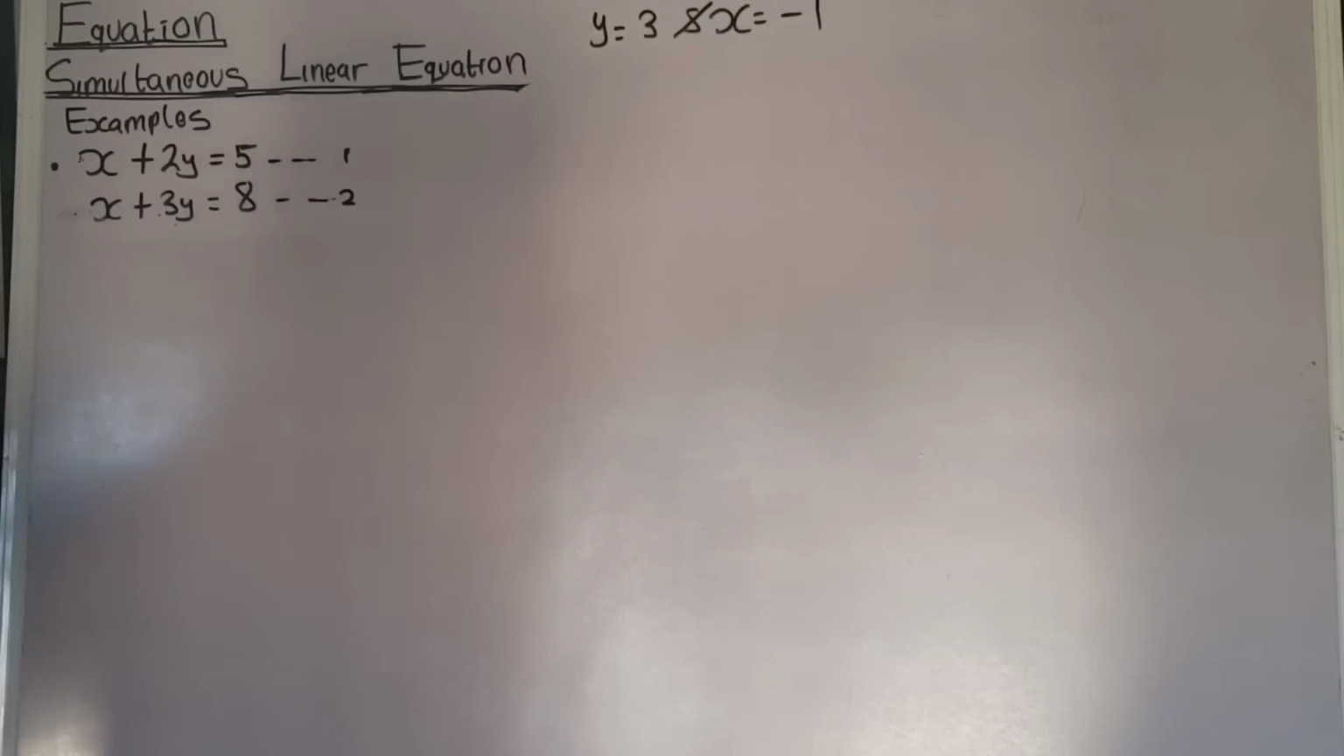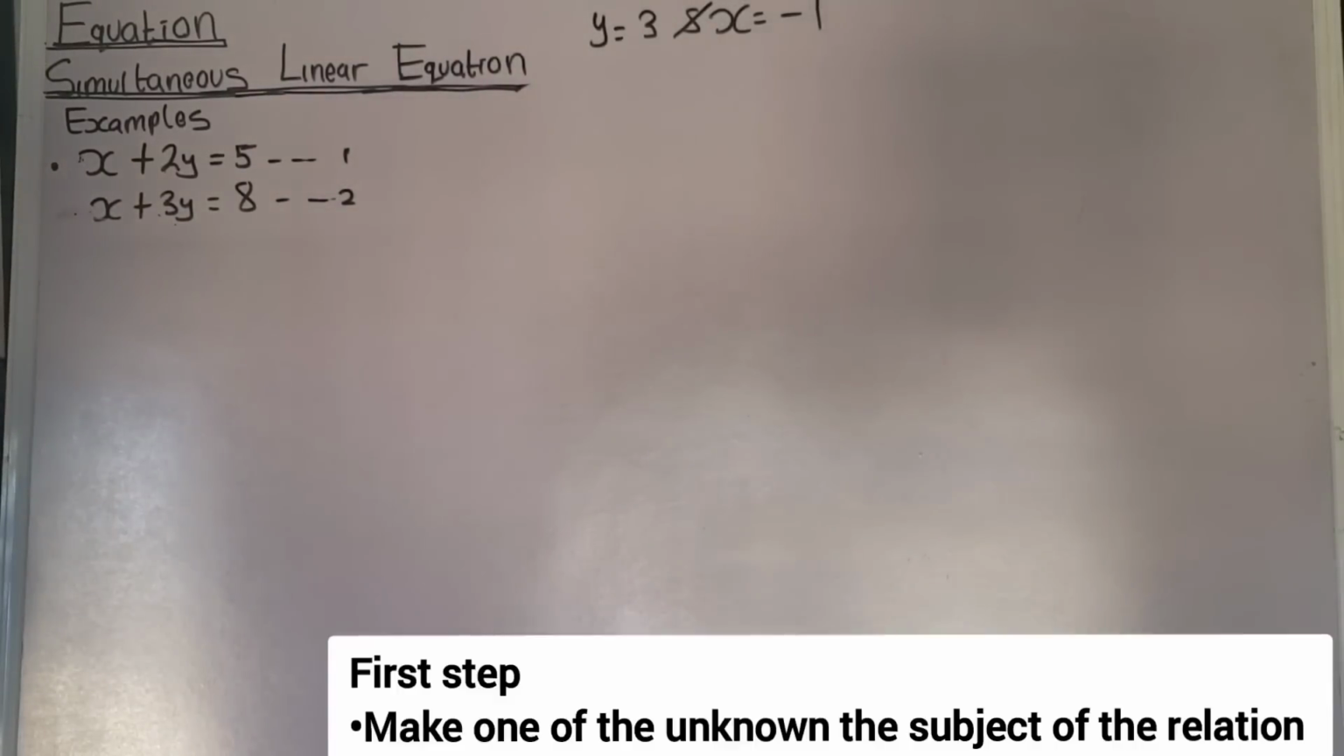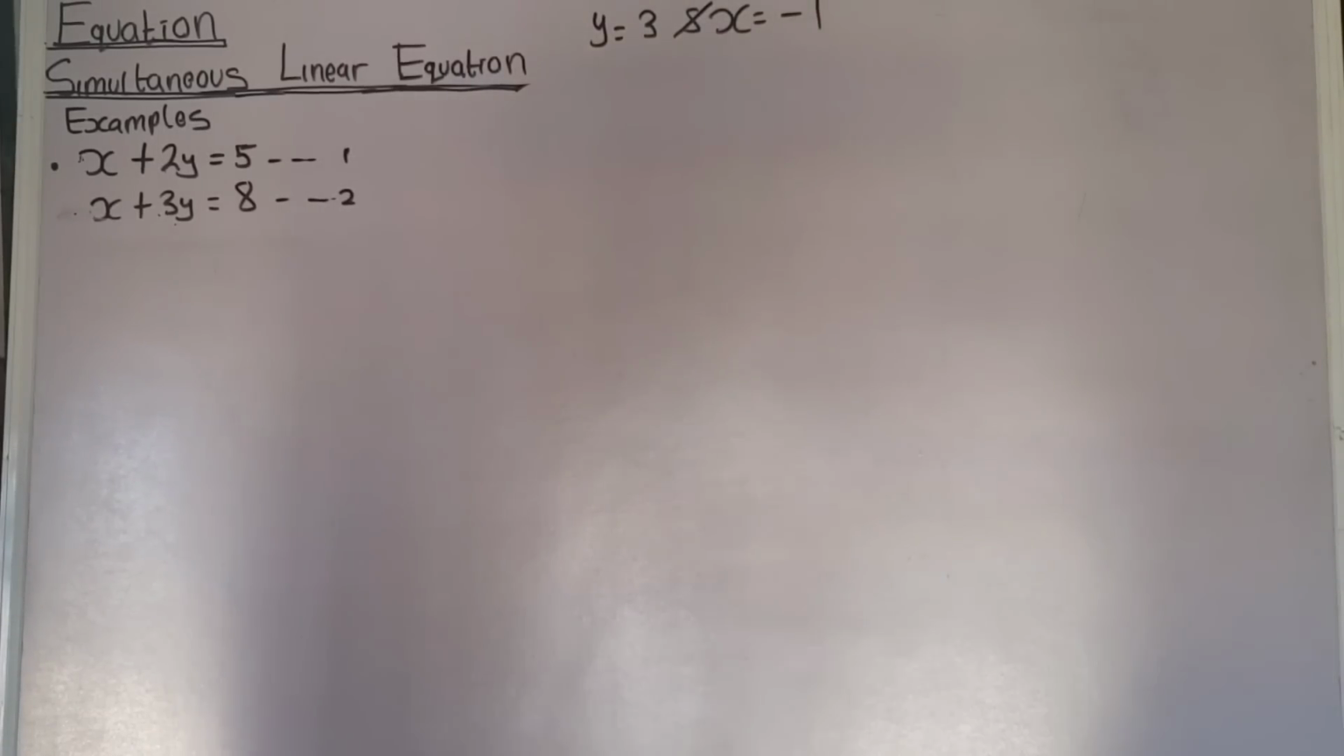In substitution method, all you have to do is first make one of the unknowns the subject of the relation in any of the equations. Do you understand? See, pay attention. This is the first step. We have two unknowns, x and y. Now, in substitution method, you have to make one of the unknowns in any of the equations the subject of the relation, that is the subject of the formula. So now, which unknown should we make the subject of the relation?